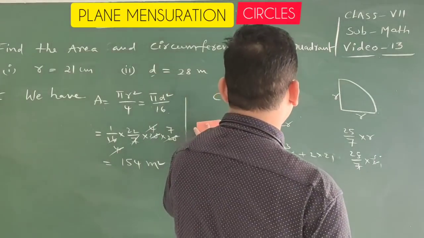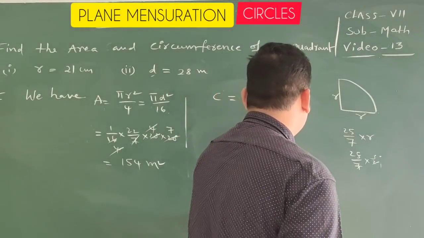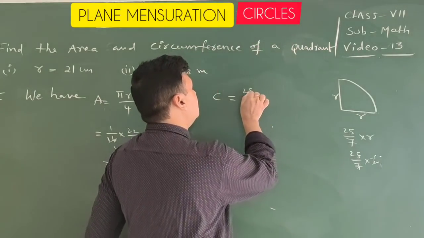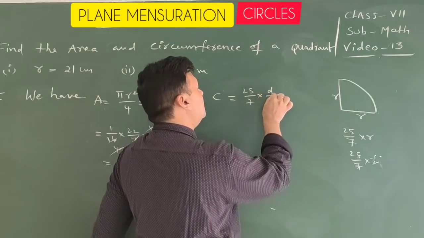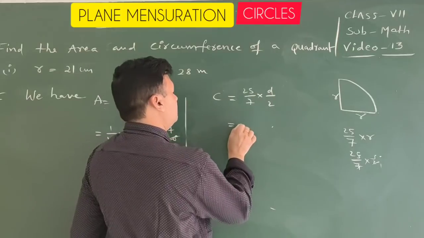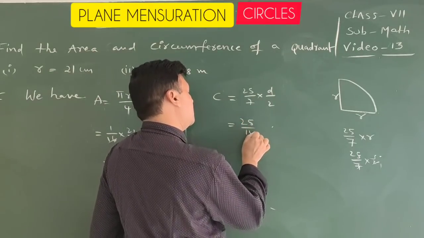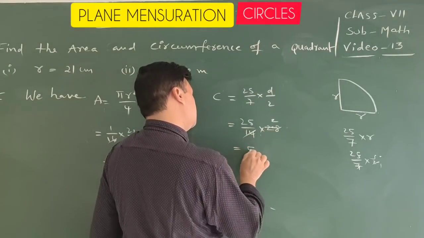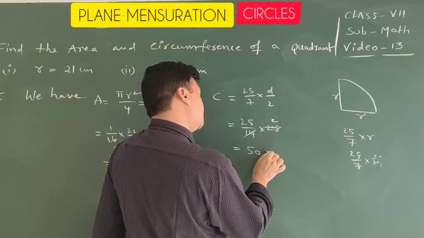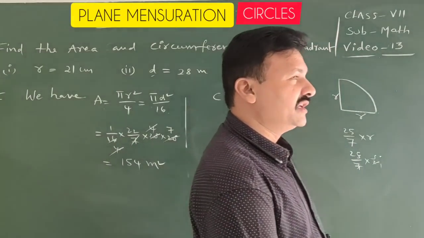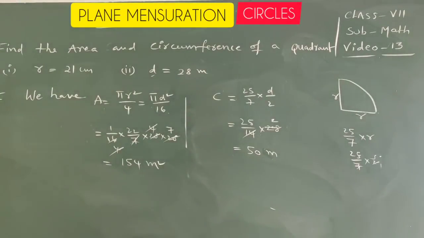Now circumference. In terms of d, here 25 by 7 into d by 2. Means 25 by 14 into 28. Here 2 times, 50 meters. In terms of meters you get that, that's right. 50 meters is the circumference of the given quadrant.